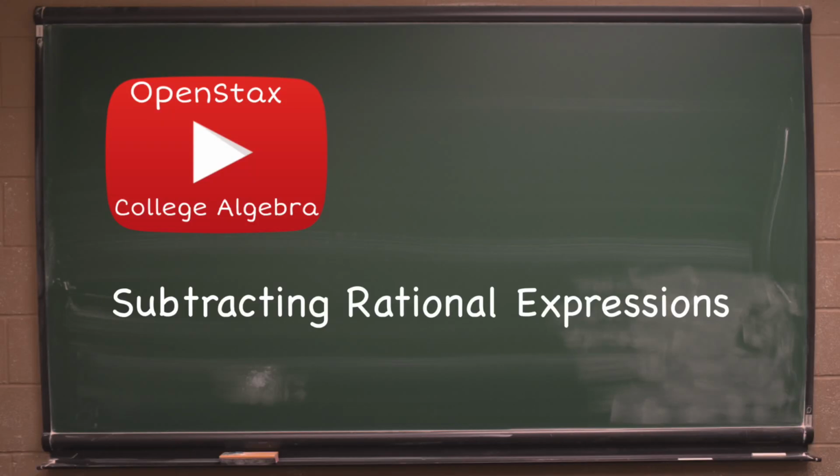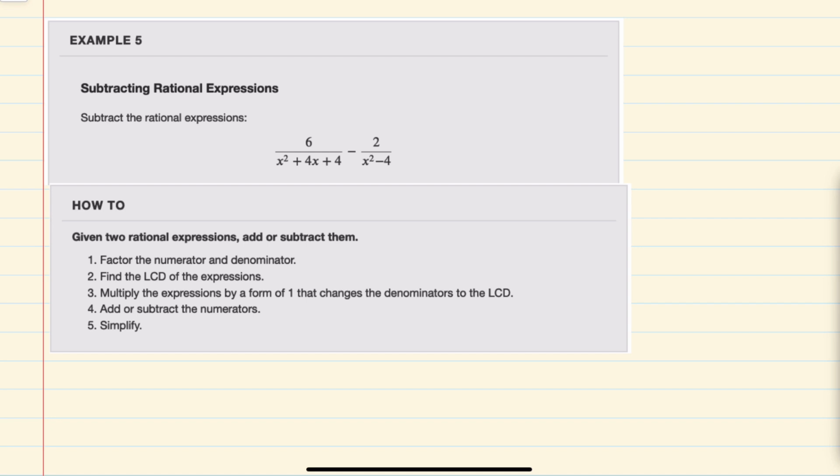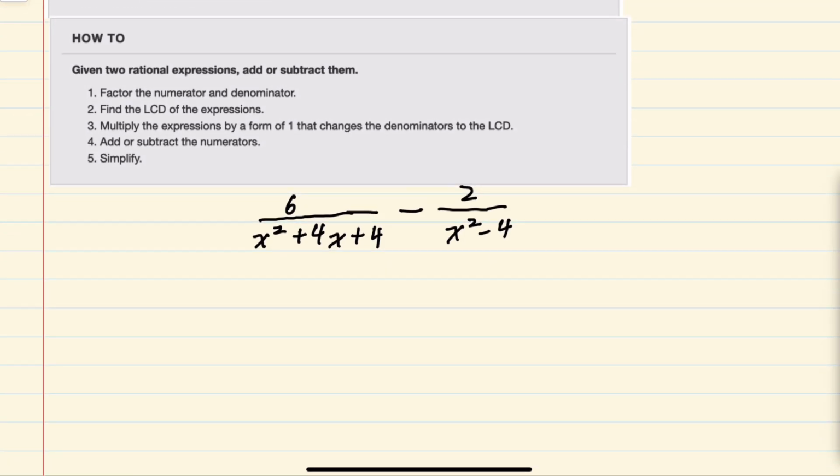In this video, I'll be helping you with the math topic called Subtracting Rational Expressions. I'll be using this example taken from the OpenStax College Algebra textbook, which also provides these how-to steps that I'll follow. Rewriting our problem here, I'll first be factoring all of the numerators and denominators.